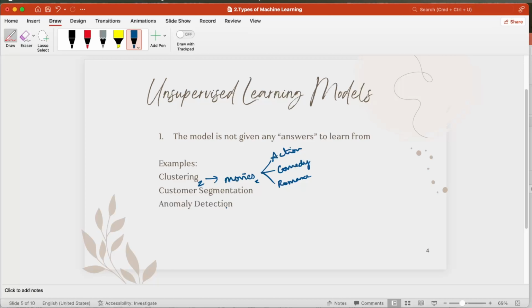The other one is anomaly detection. This is mostly used for fraud detection. In financial institutions, they usually use unsupervised learning to detect unusual behavior or transactions. For example, if a customer's spending pattern suddenly changes, the system may flag it as potentially fraudulent. This is also called outlier detection.